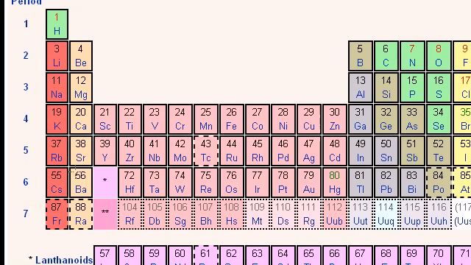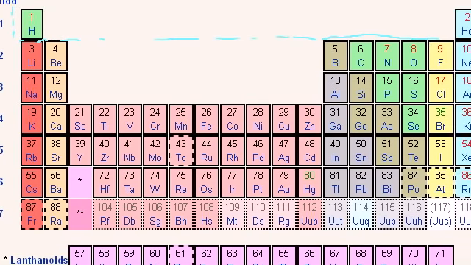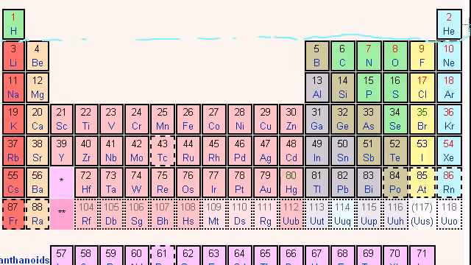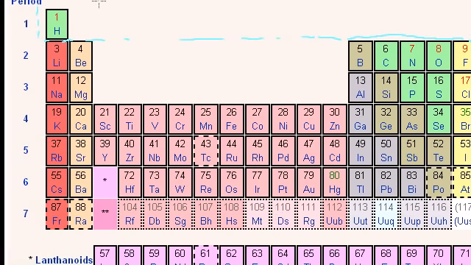So this is period 1. Period 1 in the periodic table, right there, all the way to helium. That's period 1. It's just the first row. And that means that the elements in that first period, their electrons will fill the first energy shell.